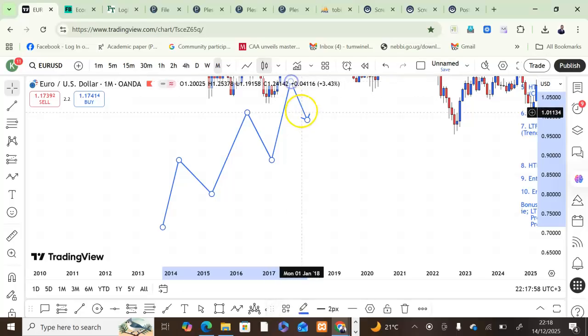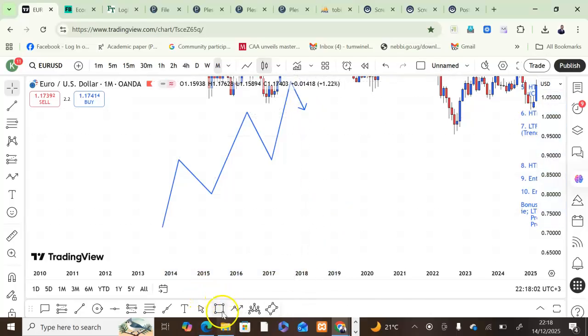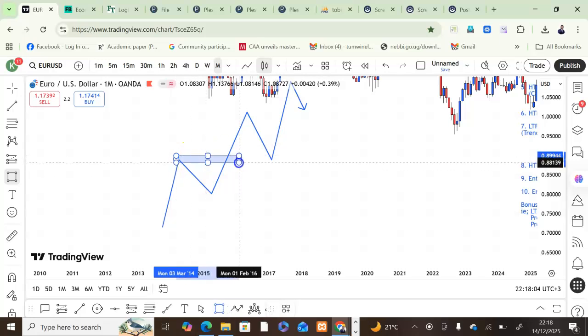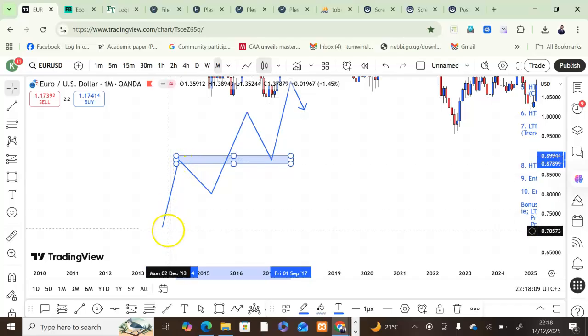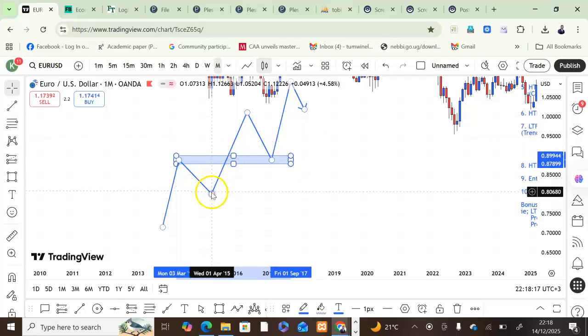So this is what we mean. Realize that if it's an uptrend, it will always come back here. So you see, this is the lower high here, and then this is the higher high. And then we have moved back down here.